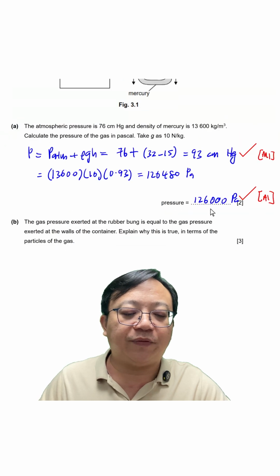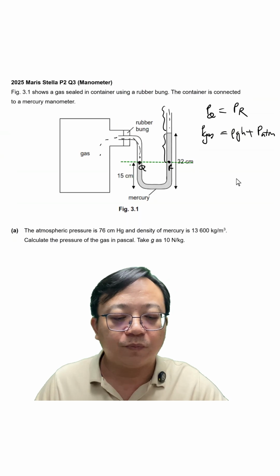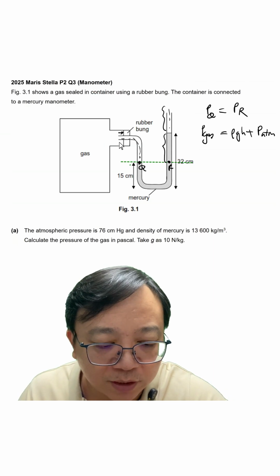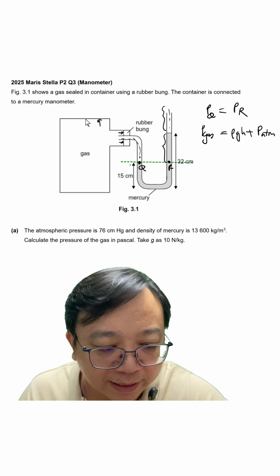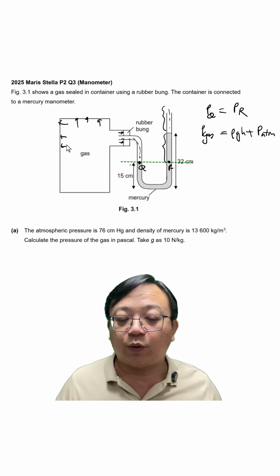Now, the next one is a bit difficult. They ask you why the gas pressure exerted on the rubber bung is equal to the gas pressure exerted on the wall of the container. Yeah, they said the rubber bung, this part, the pressure exerted on this part is equal to the pressure acting on the wall of the container. They ask why. So how are you going to answer this question?